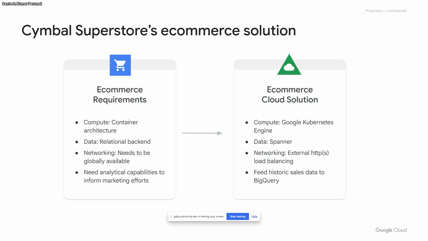And in terms of relational backend, Cloud Spanner is one of the best options for you to handle the relational backend, and that's the reason why in Google Cloud we are choosing Cloud Spanner. And in terms of networking, the external HTTPS load balancer is one of the options for you to externally host your application, expose your application, and it is a secure load balancer, and that's the reason why you see HTTPS. And then need analytical capabilities to inform marketing efforts.